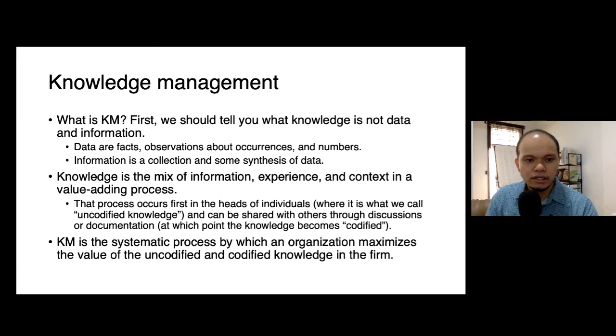Now, knowledge management is the systematic process by which an organization maximizes the value of both tacit and explicit knowledge. There are many ways of doing that. Some would force a certain portion of the tacit knowledge to be made explicit, but others would just accept the fact that there's really no way for you to codify tacit knowledge completely, so you just leave it as is. But sometimes it's still beneficial to codify knowledge whenever it is possible.